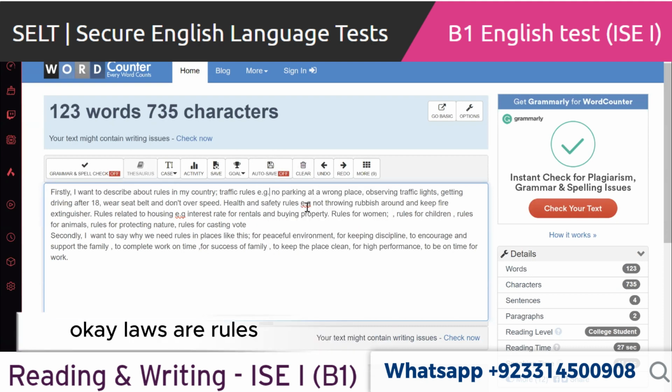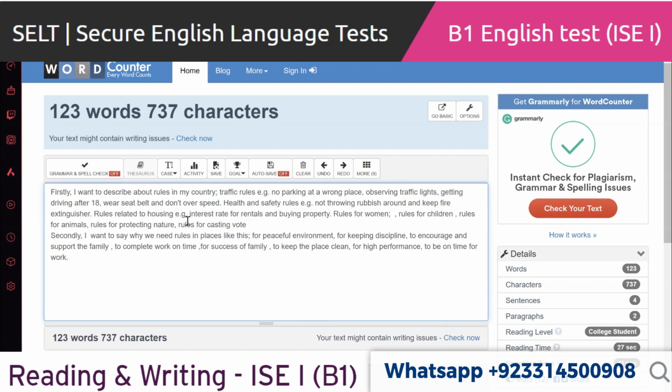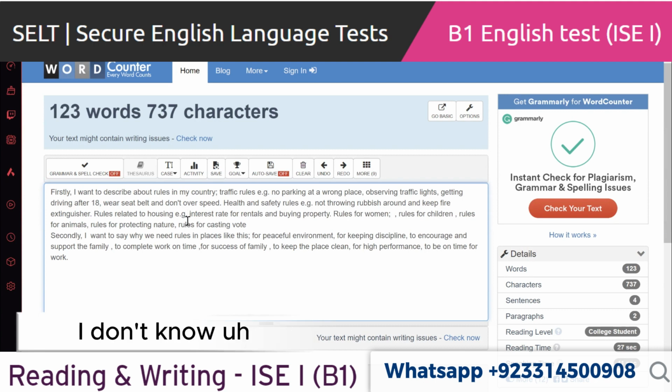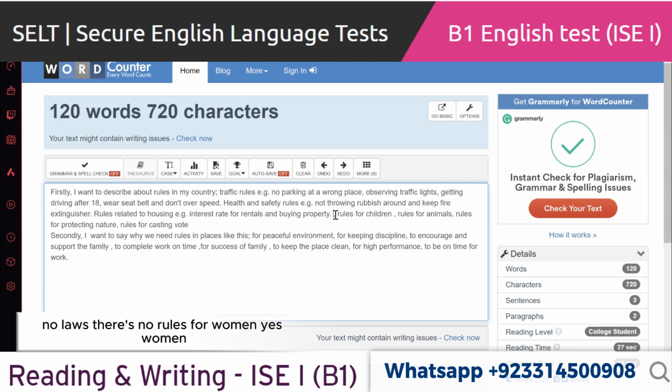Laws are rules. Think about it. What are the laws? I think there are no laws for women. Rules for women, there are none. I don't know, I think so. We should cut this line, "rules for women", definitely cut this, because there are no rules for women. No laws.